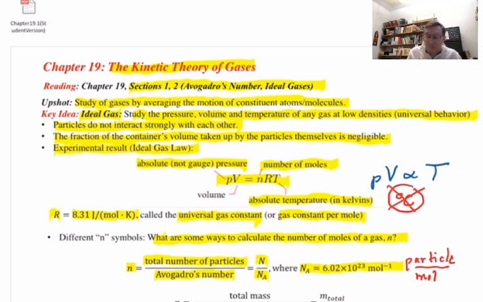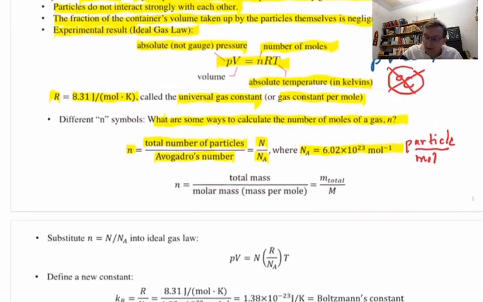Capital N over capital N sub A, the total number of particles over Avogadro's number. That's one way to get the number of moles. In order for that to work, you have to have the total number of particles. Here's another way to get the number of moles of the gas. It all depends on what you're given in the problem. Another way to get little n.